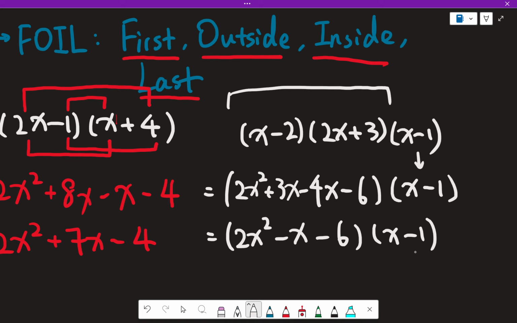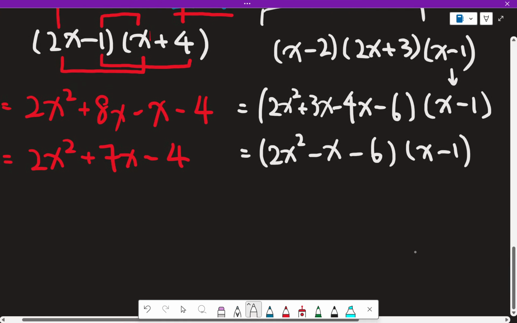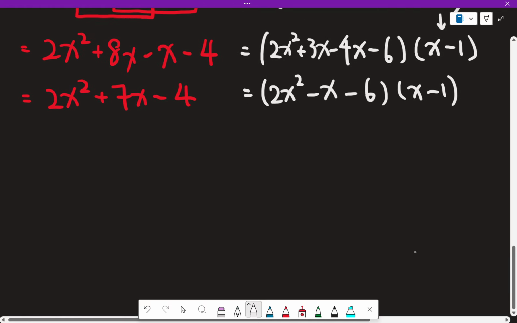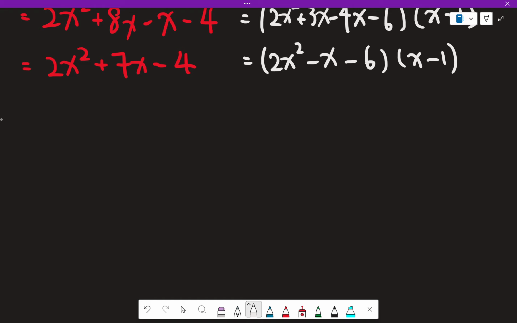So how can we calculate that? Do we still use the FOIL method? It may not work because the FOIL method only works for binomial multiplication. So all the brackets are binomials, but now one of them is a trinomial, which is not a binomial, which means we can only choose either the array model or the distributive property. So let's practice both in this one to see if both of them get the same answer. So first, let's try using the array model.